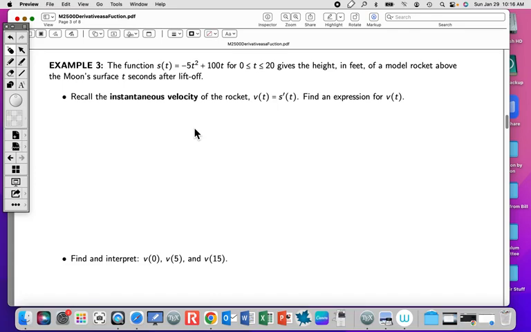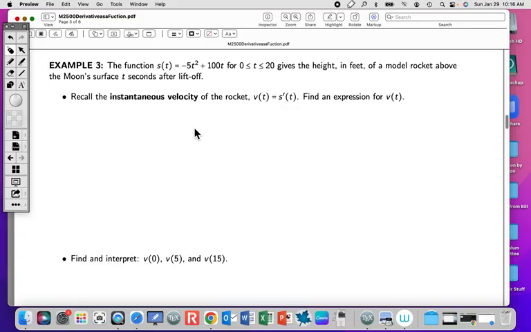Let's take a look at example 3. We have an application. So we're given a position function. S of t gives the height in feet of a model rocket above the moon surface t seconds after liftoff. The instantaneous velocity, v of t, is defined to be s prime of t.